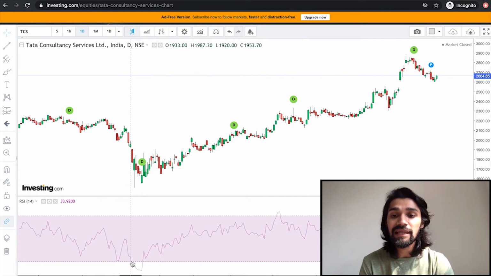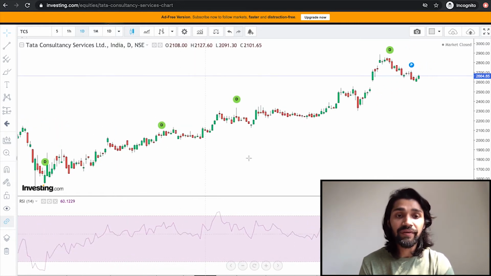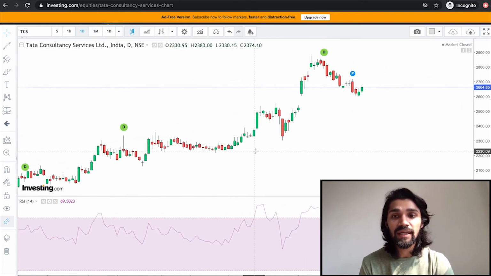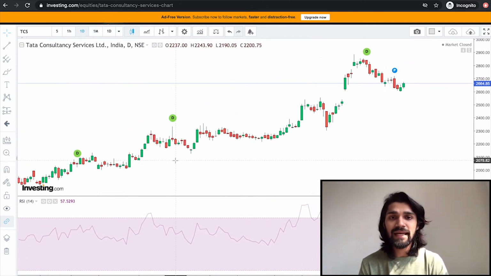If it's below 30, it means that the stock has been oversold and the price would be coming up soon, right? Again, as I said, never take trades only on the basis of RSI. Now I'll just tell you a couple of tricks that might help you.